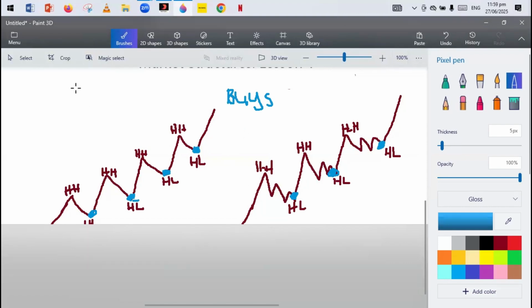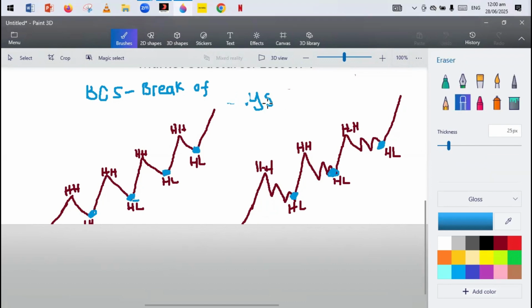And then we have what we call the BOS, short for the break of structure. That is what we call the break of structure.